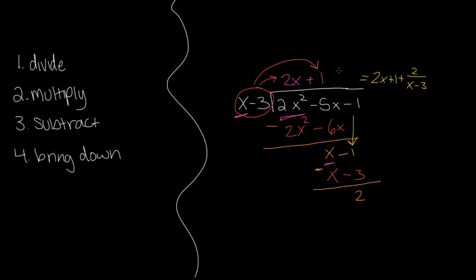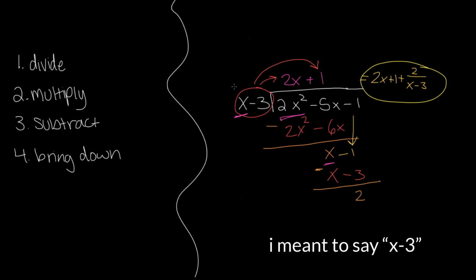So our final answer would be 2x plus 1 plus 2 over x minus 3. So that is our final answer.